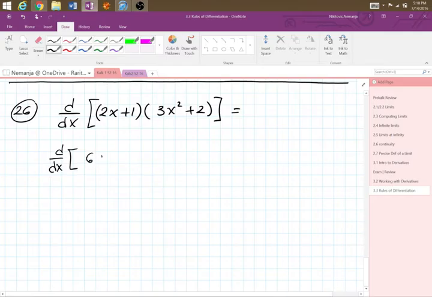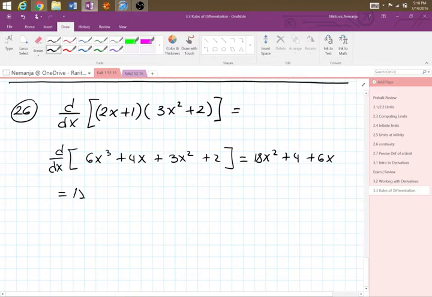So we have 6x cubed plus 4x plus 3x squared plus 2. And the derivative would be 18x squared plus 4 plus 6x, and then the other one is 0. And then you sort it in the descending order, right? So 18x squared plus 6x plus 4. And that takes care of it.